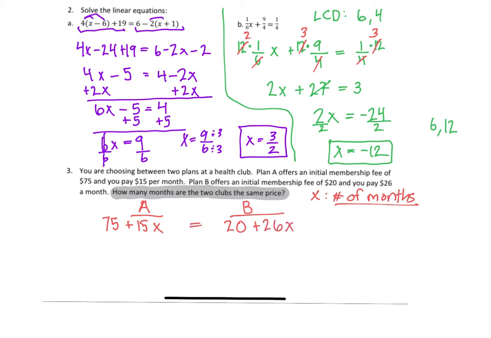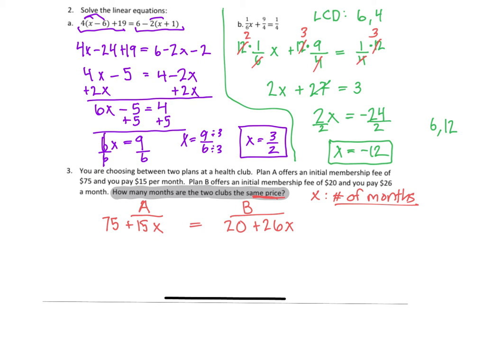Okay. Now, if there's no initial fee, you would just use 0 because you're not paying anything initially. But in this case, we have $75 as our initial fee on A, $20 is our initial fee on Club B. Now, we just want to find when the price is the same. So we set them equal to each other, and we solve this linear equation.